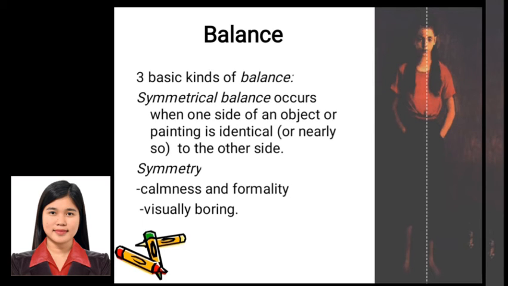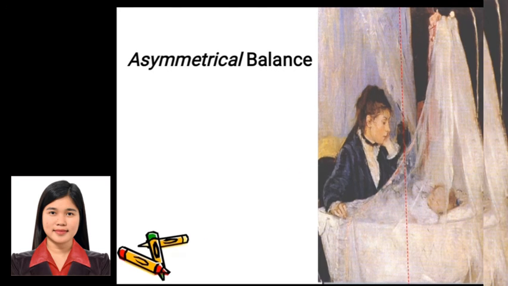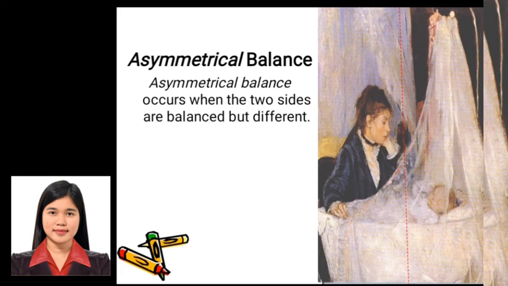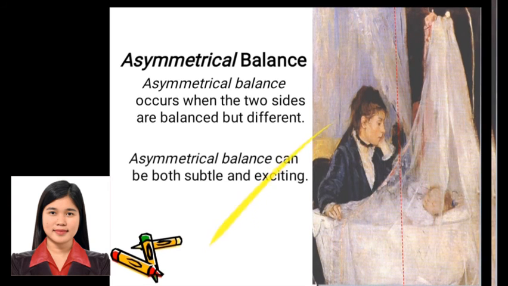After the symmetrical balance, let's have the second kind of balance. So we have here asymmetrical balance. So asymmetrical balance occurs when two sides are balanced but different. Small objects near the center may balance out large objects nearer to the middle, or large areas of light color or value may balance out small darker areas. So asymmetrical balance can be both subtle and exciting. Now let's have the third one.